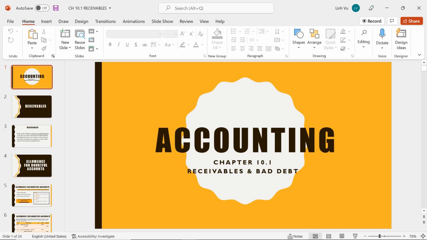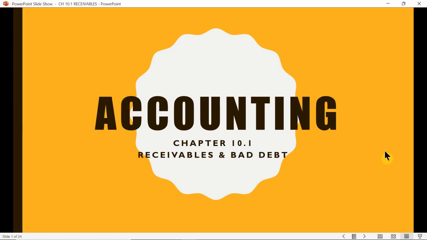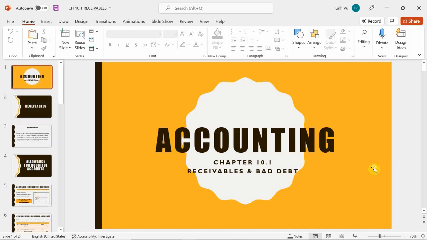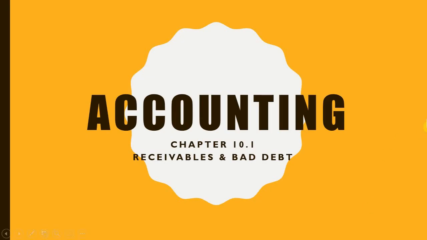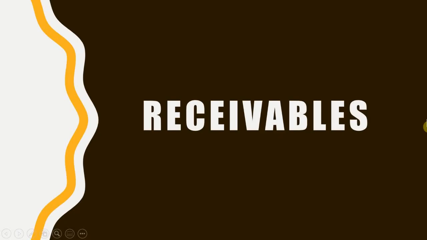Okay, so now moving on to chapter 10, which we're going to talk about receivables and bad debt. Now if you remember, receivables is a means to collect money that our customers owe us, right?